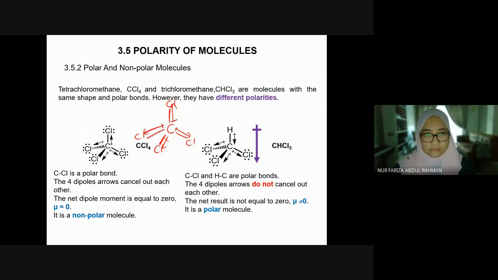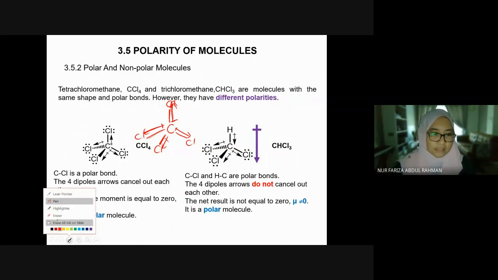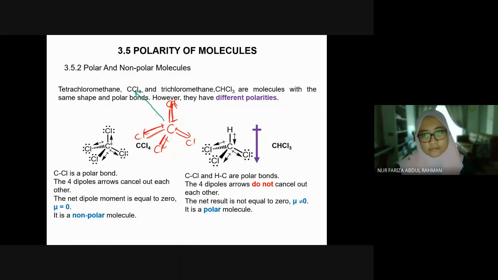This one and this one, when you combine these two, you resolve the vector. You combine these two and you get it here, right? This one cancels, you have a remainder here. This one and this one, when you combine the vectors, you get it here, right? So this one and this one eventually are in a straight line, and these will be cancelled out. So it is still nonpolar.